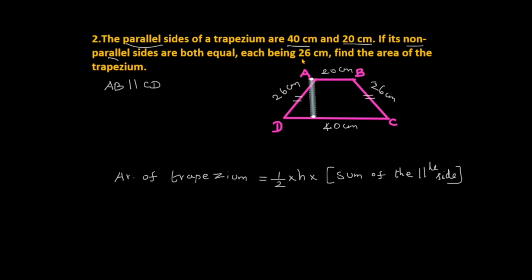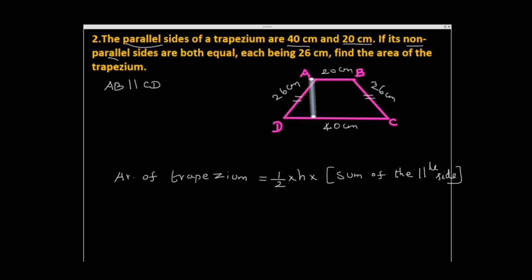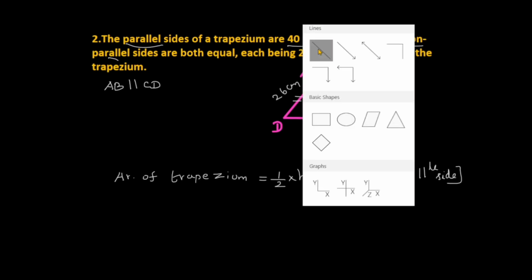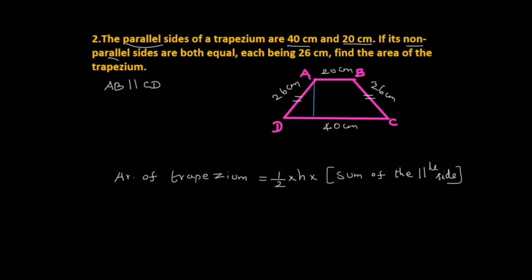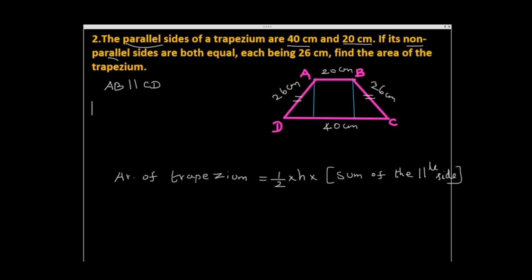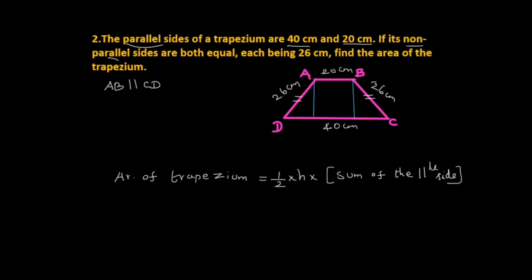So this is the height of the trapezium. From A, we are dropping a perpendicular to the next side DC. So this is one height, and from another vertex we are dropping another height. Both heights are the same because they are the distance between the parallel sides. Consider this is our height, h.